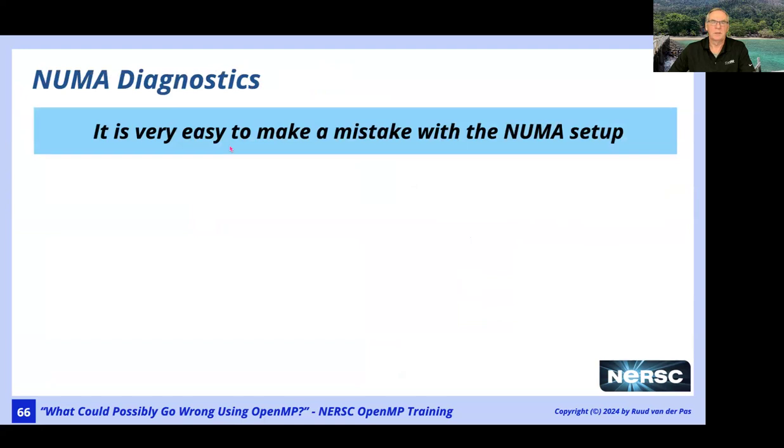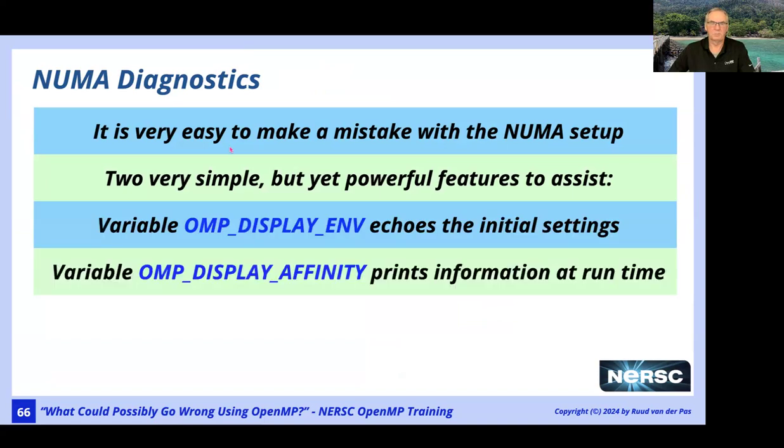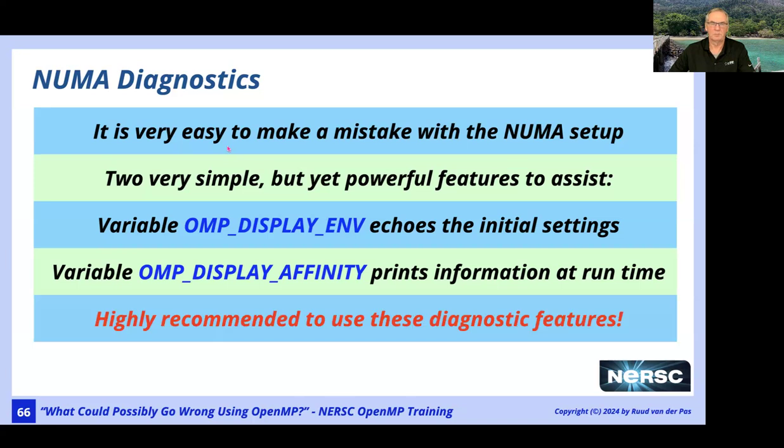Now, another nice thing, and Helen has been quite instrumental in that, is to provide you more support, because it's really easy to make a mistake with this stuff. So there's a display env that I already mentioned, but there's also a display affinity, and that prints information at runtime. So you can actually see what happens in terms of your places and the binding as your program executes. And it has a programmable interface, so it's quite flexible. And I really would encourage you to use those when you start setting up your NUMA settings. Again, it's very easy to make a mistake, but you don't see that mistake other than that you lose performance. So I can't stress it enough. Use these tools, as simple as they are, they're extremely powerful.